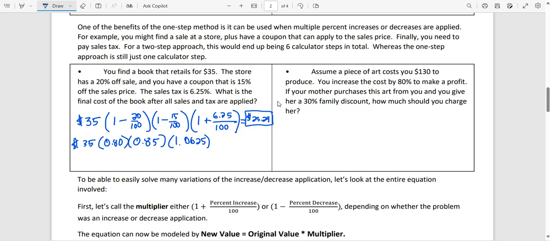Same result, of course. Okay, go ahead and pause the video and see what you get for the question on the right. You should end up with $163.80.